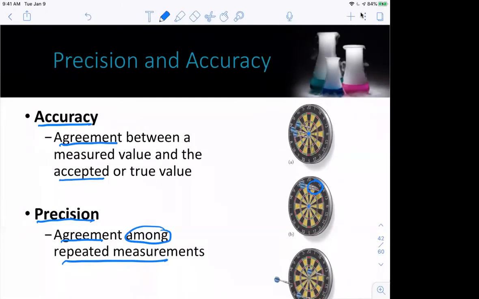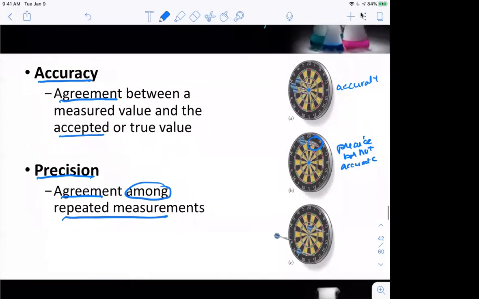So in this case, this is precise, but not accurate. These guys are accurate. Here, my darts are all over the place. So this is imprecise and inaccurate because my measurements don't really agree with each other. The precision here is not as great as when they're on top of each other. So I would probably consider that just to be accurate.